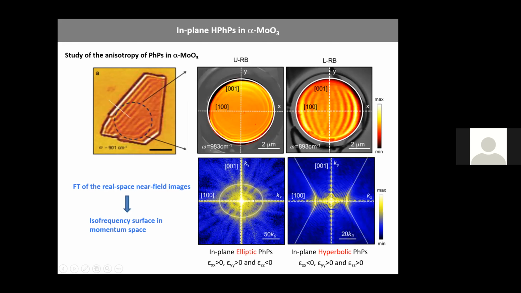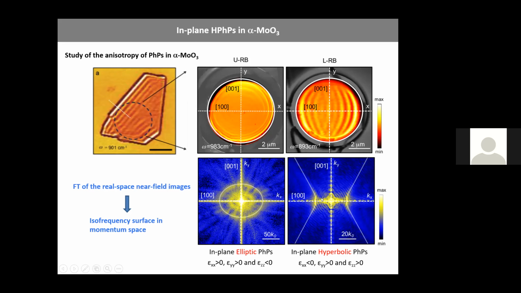If we take the Fourier transform of these near field patterns, we can get here the isofrequency curve. What is called the isofrequency is for a fixed frequency. We can go to momentum space, and this is called the isofrequency curve or contour. And here we can say that in one case they are elliptical, but in the other case they display a hyperbolic curve. And this is why these phonon polaritons are called hyperbolic.